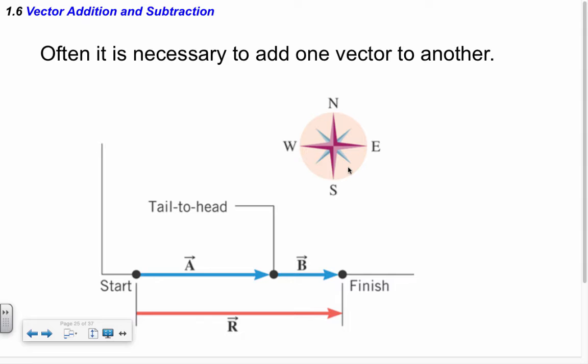Sometimes, however, we have to add one vector to another. So, for example, if you went for a walk and you walked 10 steps east, and then you walked another, see how this arrow is shorter? Another 4 steps. That would be the same as having walked 14 steps to the east.